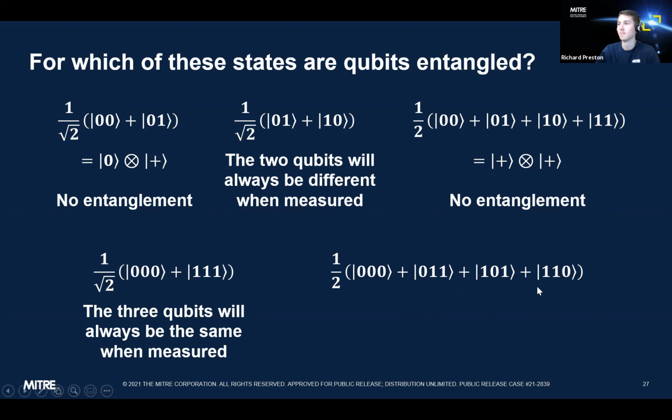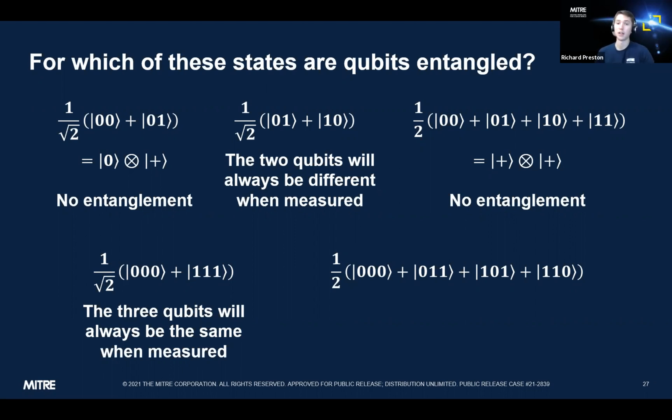What do you guys think? Not entangled? Why not? Suppose I measure the first qubit and it's a 0. Then what? In fact, suppose I measure the first qubit and the second qubit and they're both 0. Does that tell me anything about the third one?